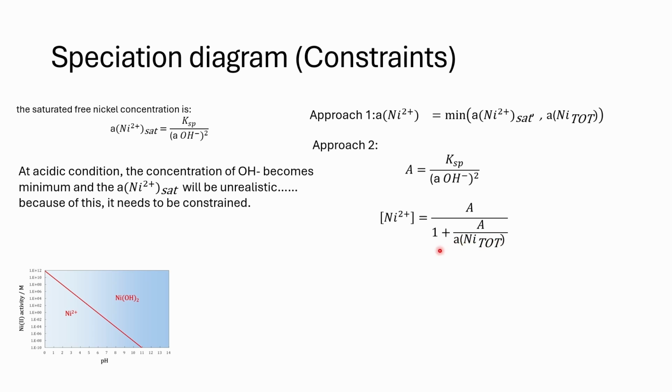Once the activity of dissolved nickel is known, we can determine the activity of nickel hydroxide. It is equal to the greater of either the difference between the total nickel concentration and the free dissolved nickel, or zero. The latter applies when no precipitation has occurred.